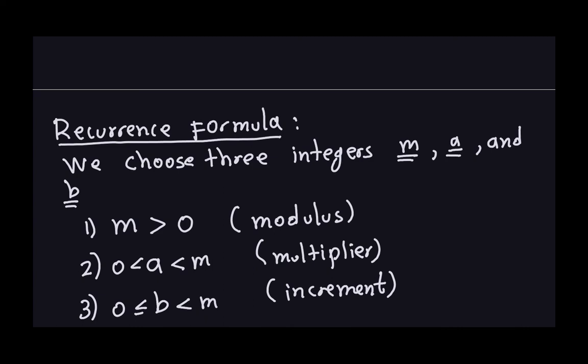The first property is that m should be a positive number. This number we're going to call the modulus, and you will see in a second why. Then we have to choose a number a. That number has to be again positive, and it has to be strictly less than the number you chose first. So for example, if you chose m to be 5, then your a should be positive, less than 5, and an integer.